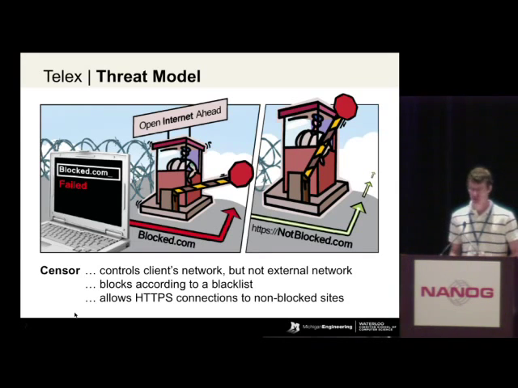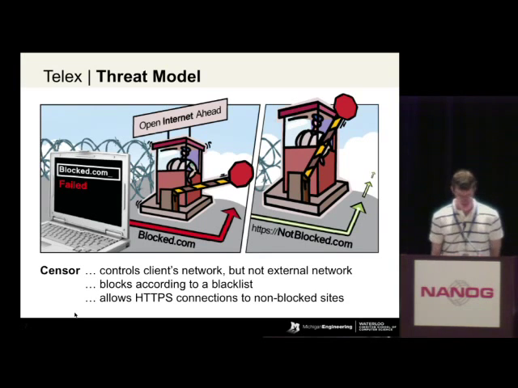The second assumption we make is that the censor is, again, doing this blocking based on a blacklist. So they're looking out for, we use the example, blocked.com, the website that the censor says has some offensive content. We're going to block that. So if you try to access blocked.com from inside the country, it's blocked. On the other hand, notblocked.com doesn't have any offensive content on it, and so you can access that from inside the country. And finally, we make the assumption that the censor will allow HTTPS connections to these non-blocked sites.